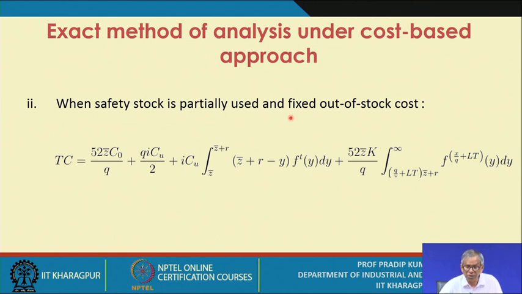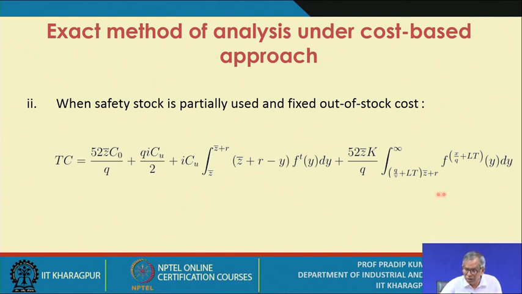So when safety stock is partially used and there is a fixed out of stock cost, this is another combination. The first two terms in the total cost expression remain the same, whereas in the third term, in this particular case, you need to determine the safety stock for the entire time period. Entire time period means the order interval plus the lead time. That timing is small t, and I into Cu is the inventory carrying cost, where I is the proportion and Cu is the unit price.